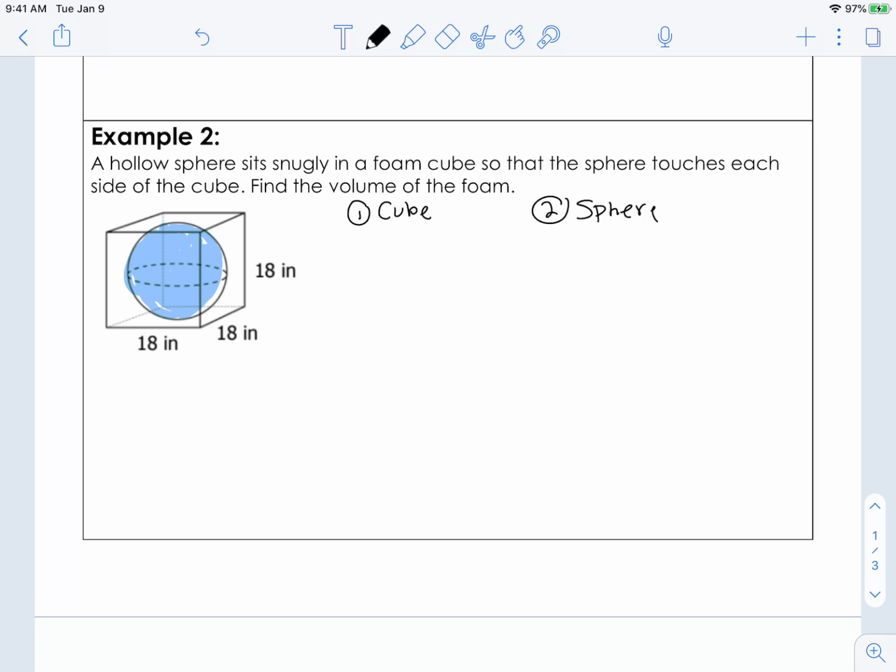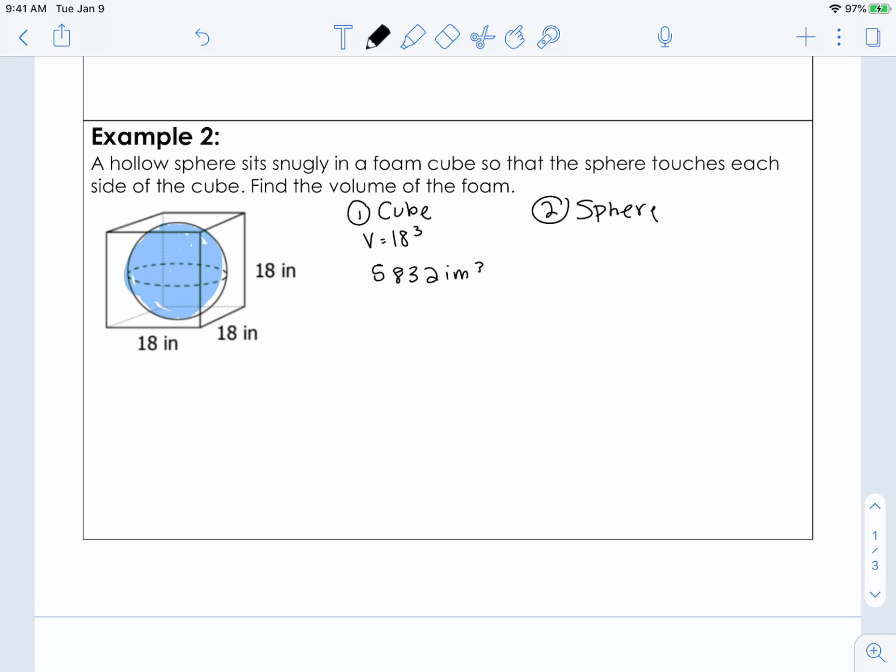Okay, so volume of a cube or a prism or anything is just length times width times height. So that's just going to be 18 cubed. Which is 5,832.